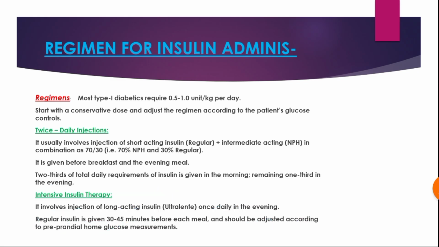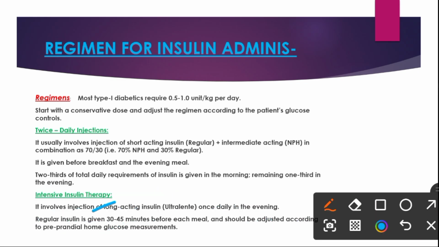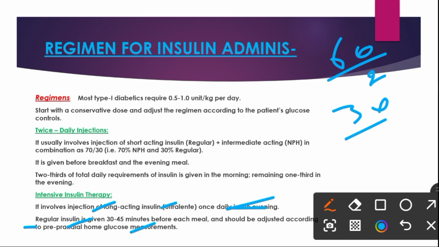So in intensive insulin therapy, we give basal insulin, that is the long-acting insulin that provides coverage for 24 hours, and it is given in the evening, and we give regular insulin, which is given as a bolus insulin, before each meal. And to calculate the insulin dose, let's suppose a patient has 60 kg of weight, so we divide it by 2, so it comes as 30. So we have to give the patient 30 units of insulin.